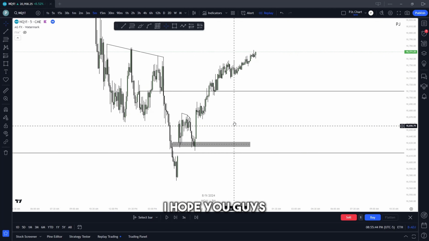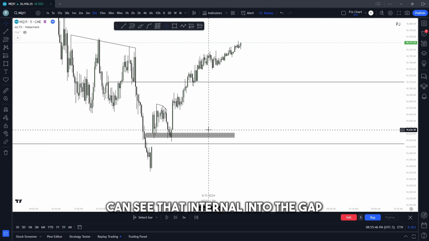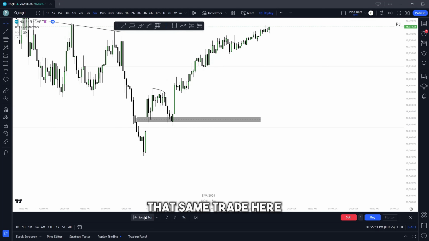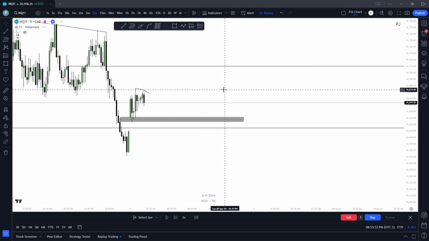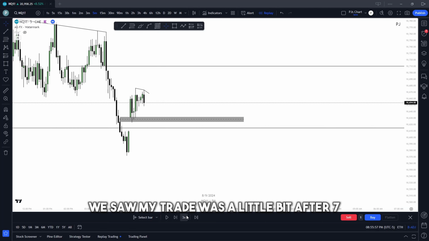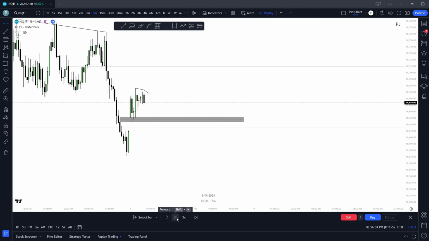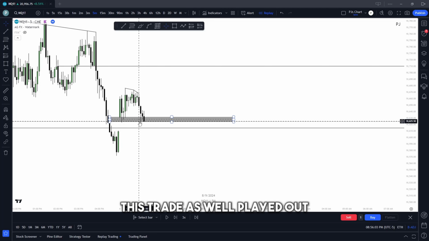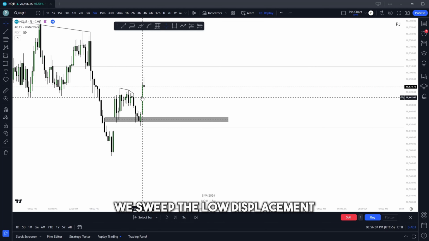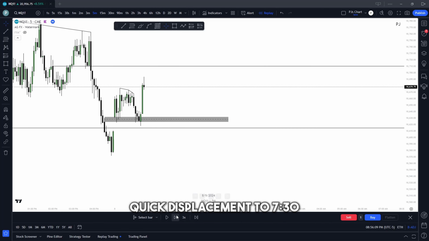I hope you guys can see that. Internal into the gap, right? And even here, we can see if I would have taken that same trade here, and I get, like, this is 605, right? We saw my trade was a little bit after 7, hint, hint, right? But we see this trade as well played out. Ooh, look at that, a little bit after 7. We sweep the low, displacement, quick displacement to 730.